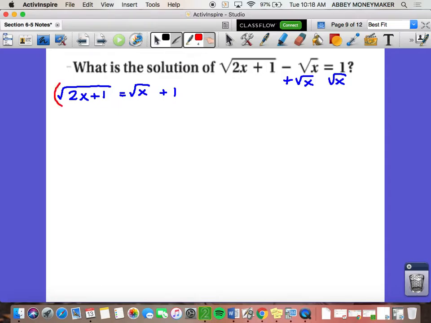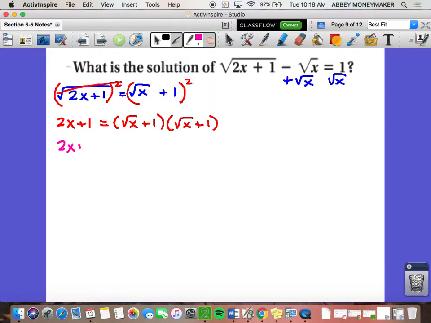All right, from here I'm going to square both sides. So that cancels that out, and I'm left with 2x plus 1. But on the right-hand side, remember, I'm going to have to write this twice, and I'm going to have to distribute. So that gives me 2x plus 1 is equal to the square root of x times the square root of x, which is just x, plus 1 square root of x, plus another 1 square root of x, and then 1 times 1 gives me 1.